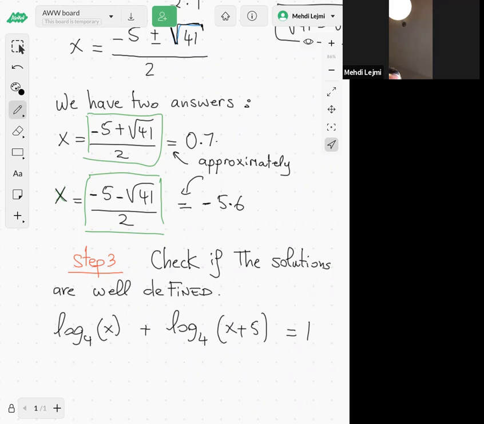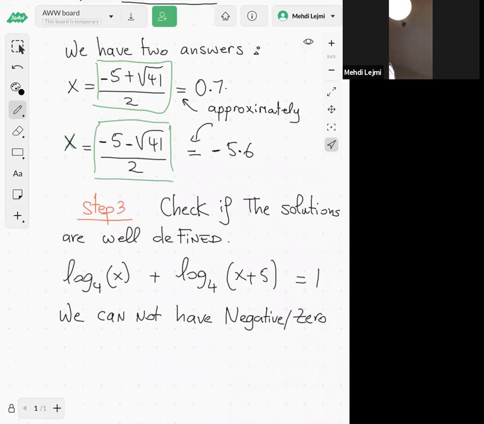Yeah, so what I said, guys, is that log is only defined for positive numbers. So we cannot have negative or 0 inside the log. This is like the square root: for the square root, we cannot have negative numbers inside, right? Same thing for the log. We cannot have negative numbers and 0 inside the log. Okay, log is only defined for positive numbers.